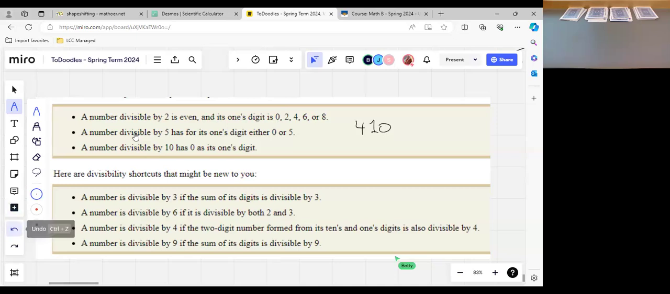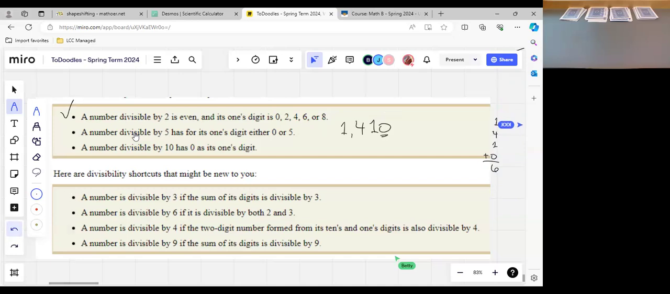The things you might not have heard: a number is divisible by 3 if when I add up its digits, that sum is also divisible by 3. So 1,410, if I add up 1 plus 4 plus 1 plus 0, I get 6. Does 3 go into 6? Yes, so 3 goes into this big number also. A number is divisible by 6 if 2 and 3 both work. This is even, it ends in two, so two works. And three goes into the sum of the digits, so there'd be no remainder.